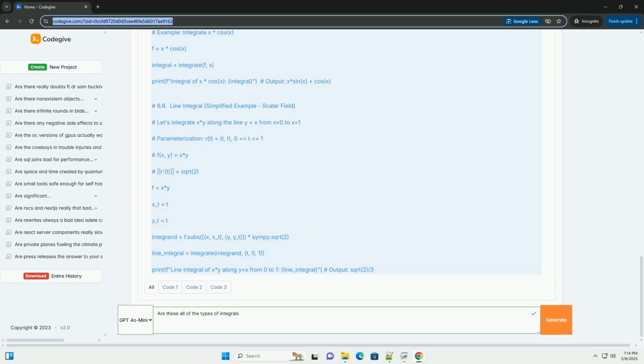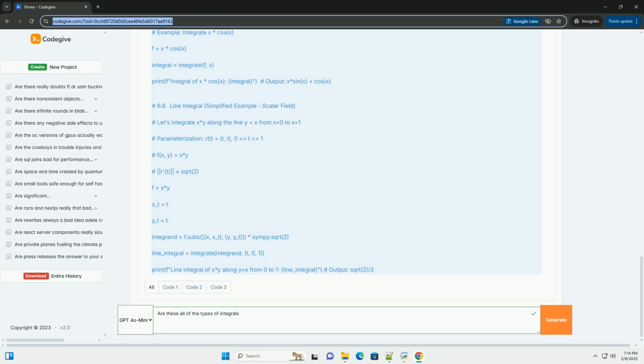3. Types of integrals. Here's a detailed exploration of different types of integrals. 3.1. Definite integrals. Definition: a definite integral has specific limits of integration, a lower limit a and an upper limit b. It represents the area under the curve of the integrand f(x) between x equals a and x equals b. The integral from a to b of f(x) dx equals F(b) minus F(a), where F(x) is the antiderivative of f(x). The result is a numerical value.